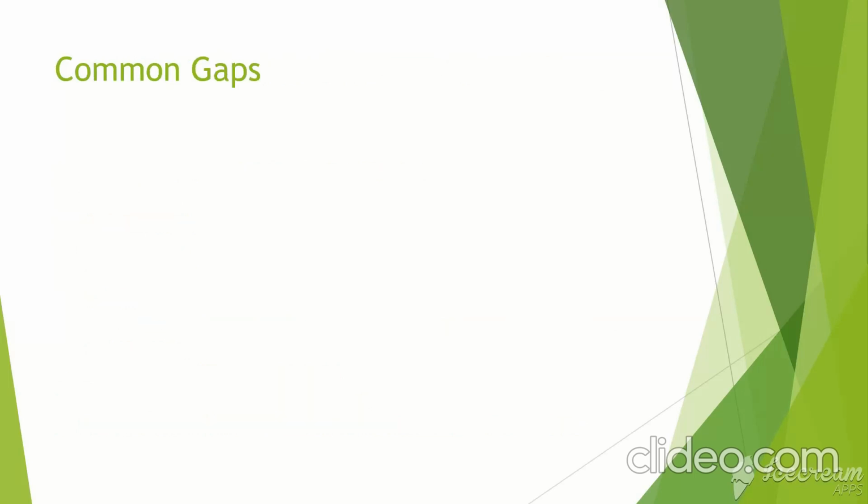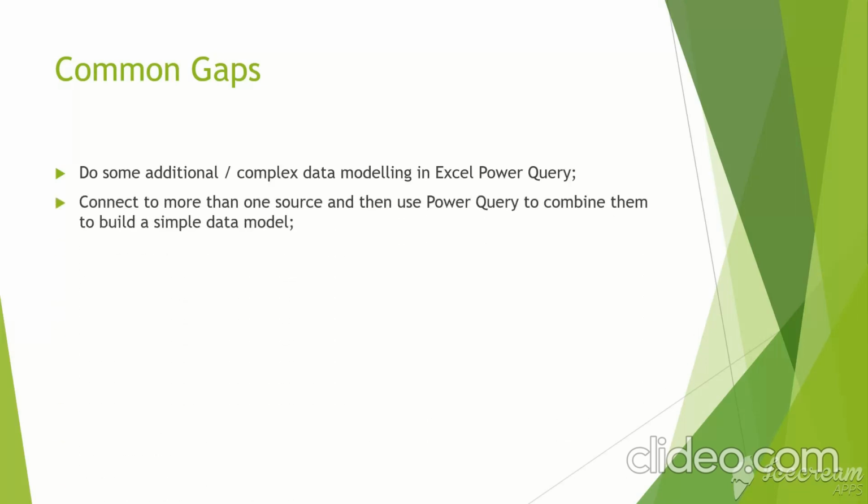So with most of these options, we have some common gaps, and these basically are, firstly, we have to do some additional complex data modeling in Excel to get exactly what we need. Then in some of these cases, we'd have to connect to more than one source and then use Power Query to combine them to build a simple data model. And then finally, we have to use some of the more complex Power Query features like filters in order to contextualize some of the numbers. So we created the financial reporting summary web service page to eliminate these gaps and produce a single page that could be published as a web service that delivers all of the needs that I have listed in this video.